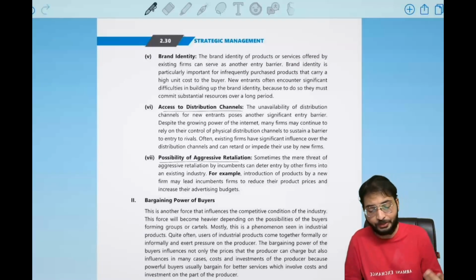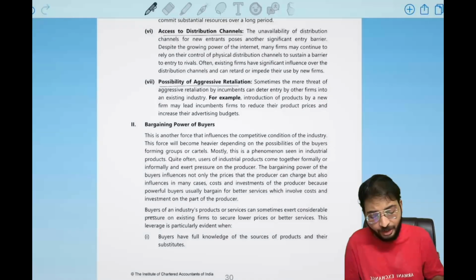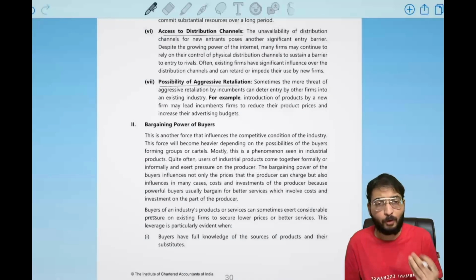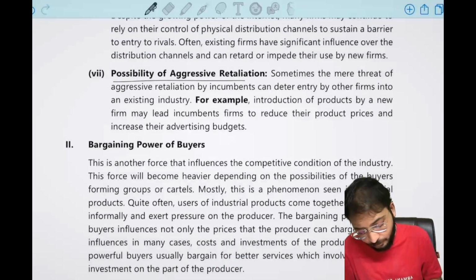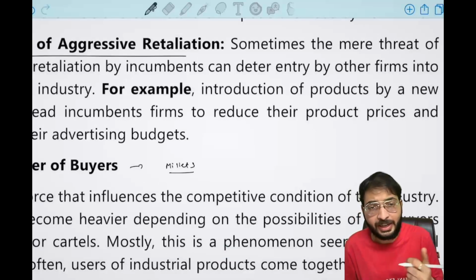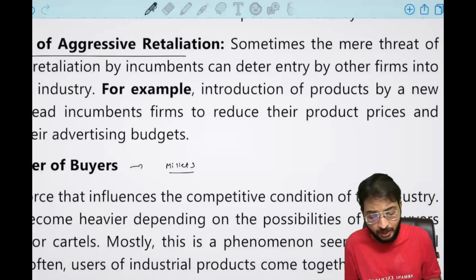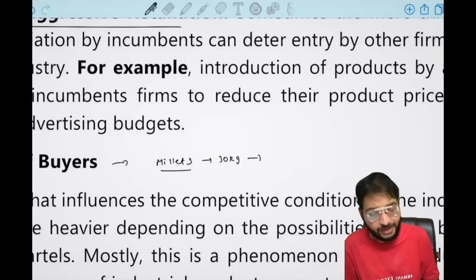The last one is called possibility of aggressive retaliation. Next one is called bargaining power of buyers. Now what does that mean? Say you have started a business of millets. This is the right now trendy business, millets and all this. Every day you are producing 30 kgs and you're selling it in the market.